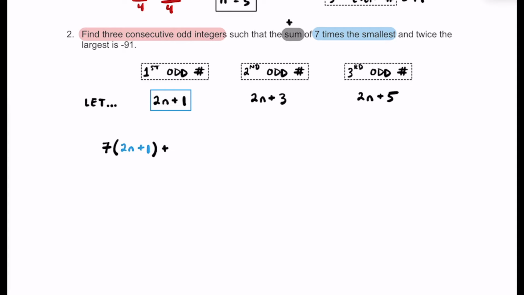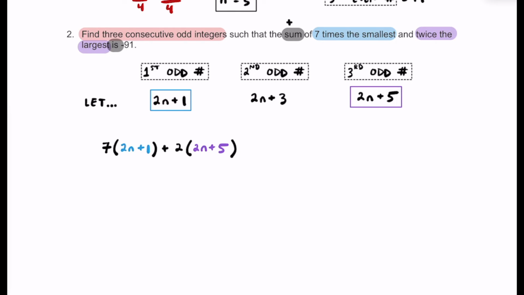And what are we adding onto this? And so we're going to find the sum of that with what? It looks like it's going to be twice the largest number. So what's the largest number? Out of the 3 expressions, this 2n plus 5 has got to be the largest one here. So it's going to be twice that. So it's going to be 2 times that quantity of 2n plus 5.